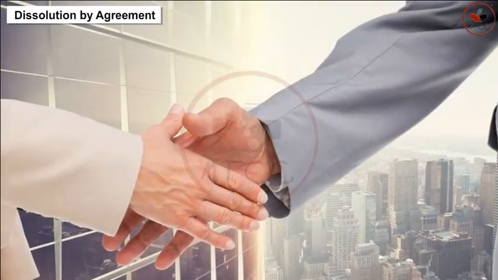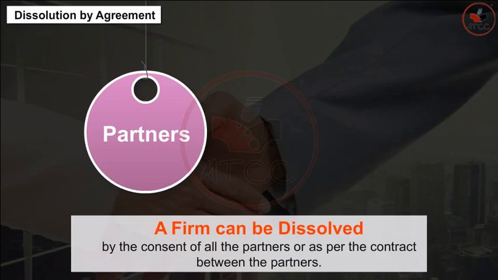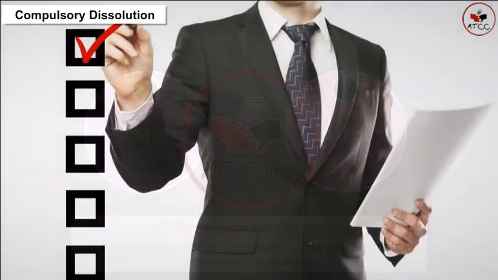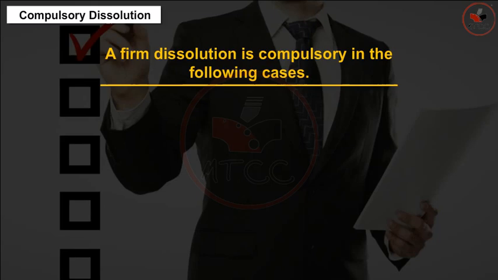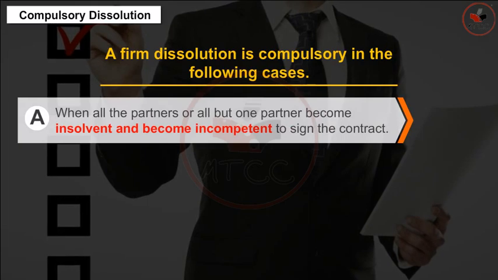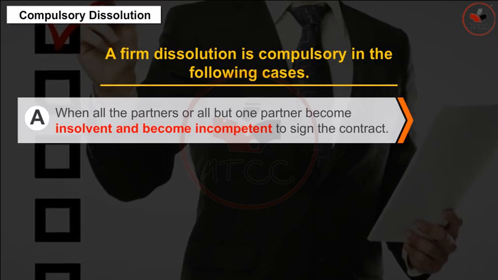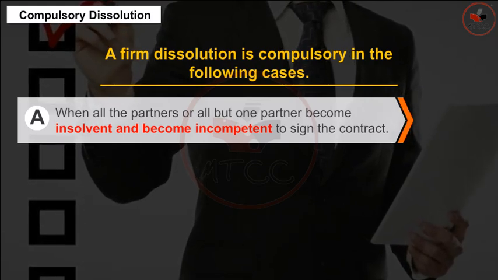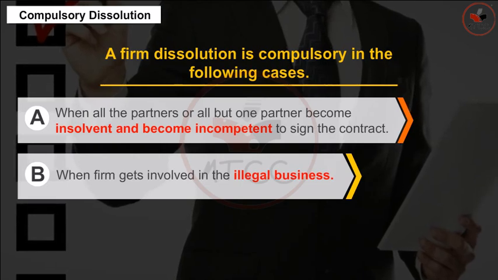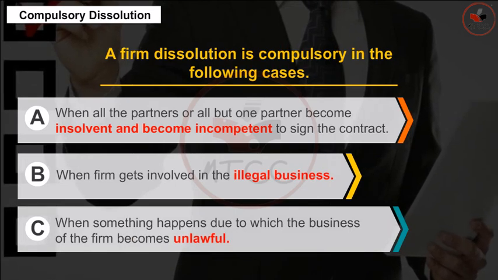Dissolution by agreement. A firm can be dissolved by the consent of all the partners or as per the contract between the partners. Compulsory dissolution. A firm's dissolution is compulsory in the following cases. A. When all the partners or all but one partner become insolvent and become incompetent to sign the contract. B. When the firm gets involved in illegal business. C. When something happens due to which the business of the firm becomes unlawful.